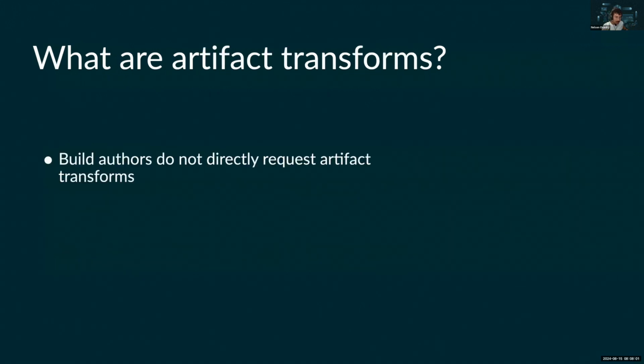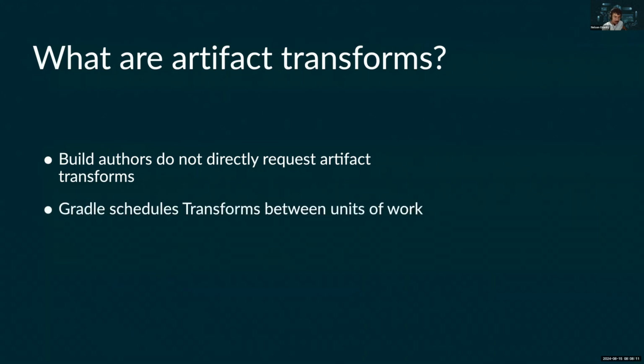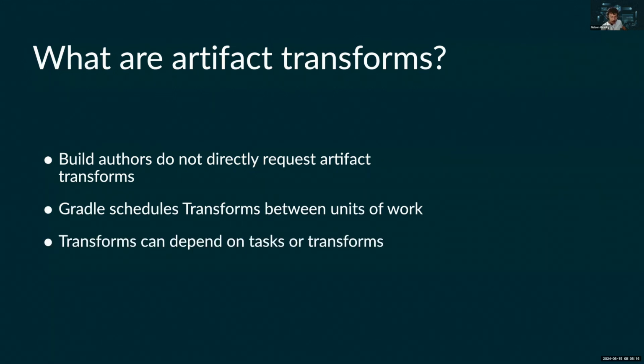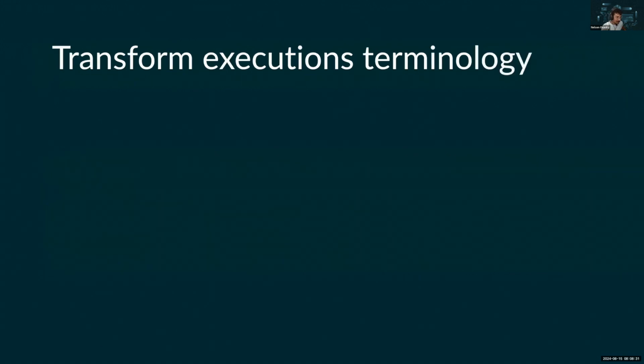Okay, so a couple other things. Build authors don't directly request an artifact transform to be executed. They just ask for a dependency with certain attributes. And then Gradle automatically schedules transforms between units of work. Transforms can depend on tasks, or they can depend on transforms, and there can be multiple transforms in what's called a transform chain.